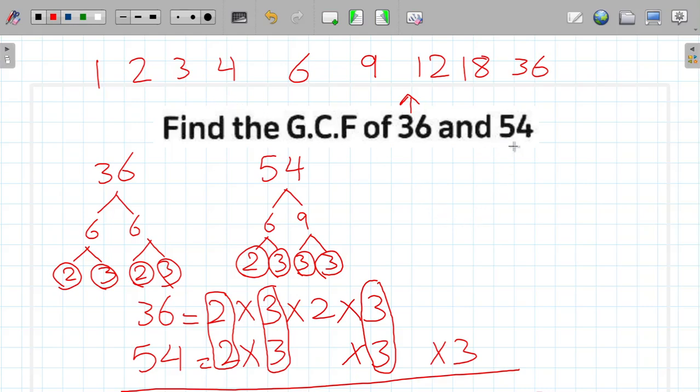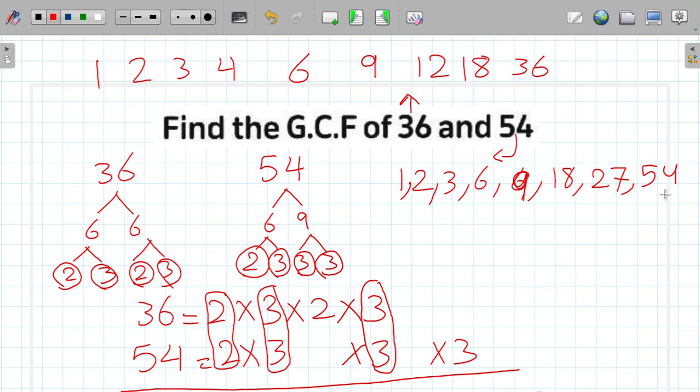Okay. 54, I have 1 by 54, 2 by 27, 3 by 18, 4, no, 5, no. I have 6 by 9. Okay, so it will be 1, 2, 3, 6, 9, 18, 27, and 54.